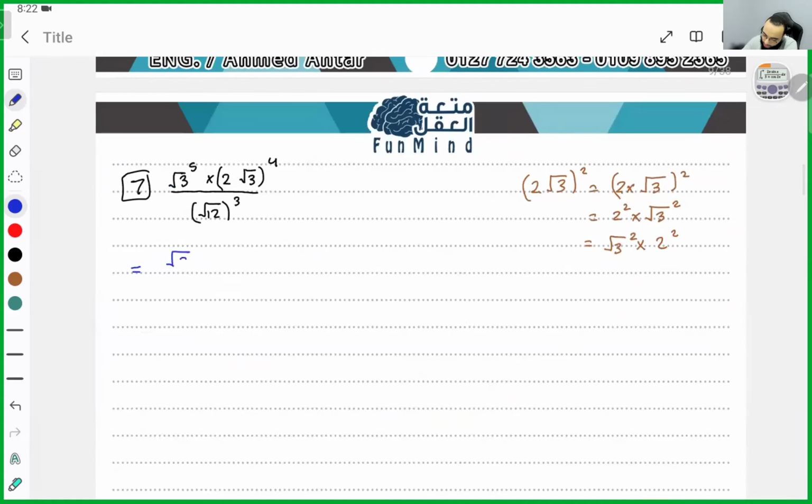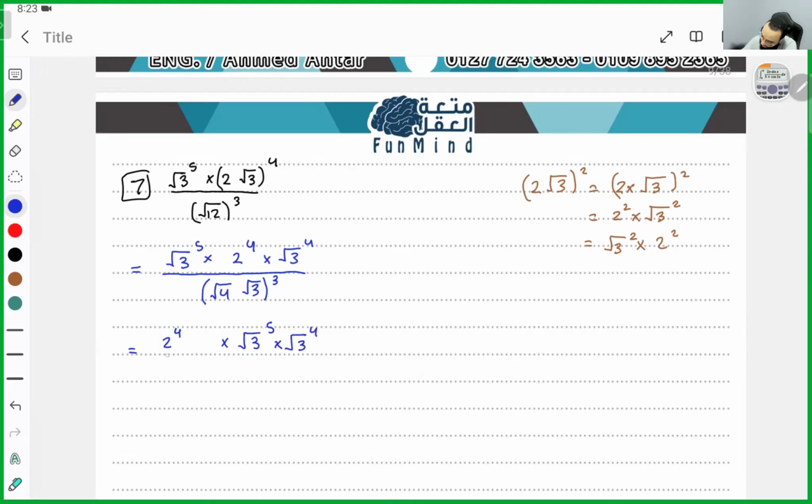It's root 3 power of 5 times, look at the following, I write it as 2 power of 4 times root 3 power of 4. Any problem? No. Look down. Down it's root 12. You know, root 12, we can write it as root 4, root 3. It's correct or no? Correct, because I simplified. So right now, I'll get this 2 firstly. And then I'll write root 3 power of 5 times root 3 power of 4.